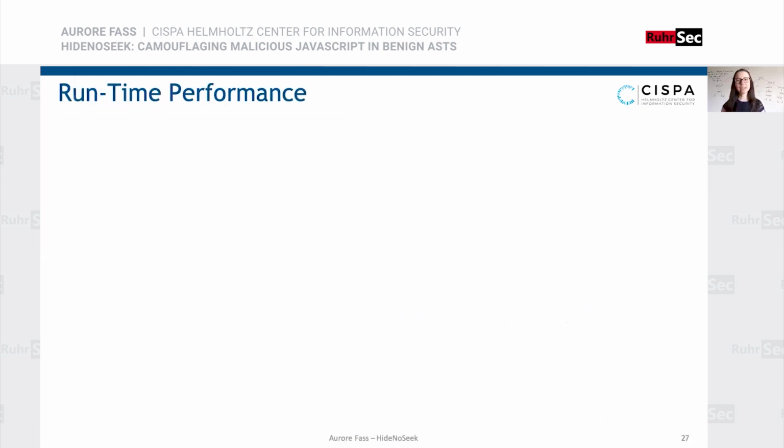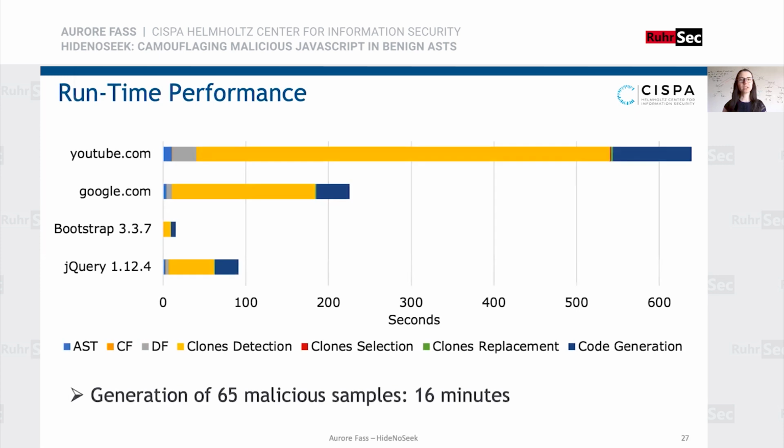What about the feasibility of our attack in practice? I mean, how long does it take to generate such samples? So we measure the runtime of HideNoSeek on the two highest ranked Alexa pages, meaning YouTube and Google, and the two most popular libraries, Bootstrap and jQuery. As presented on the previous slide, we could craft 65 malicious samples, which exactly reproduce the AST of one of these two pages or of these two libraries. And it only took 16 minutes. So this is perfectly feasible in practice.